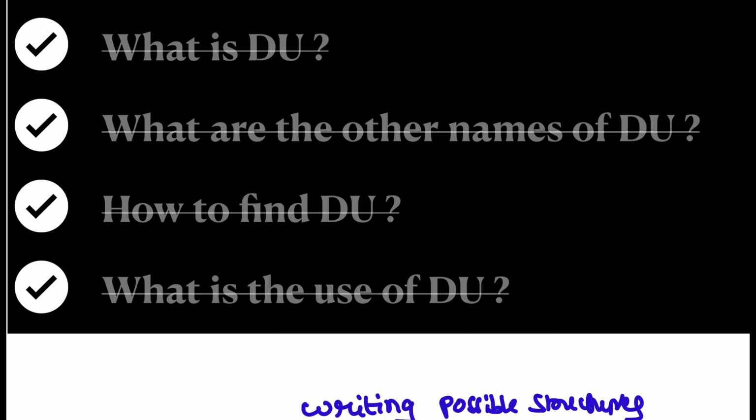So these are the four things we answered. What is degree of unsaturation? What are the other names of degree of unsaturation? How to find degree of unsaturation? What is the use of degree of unsaturation?